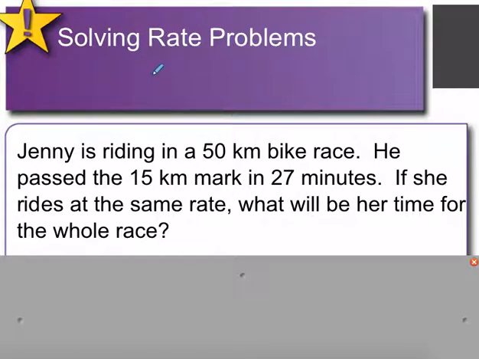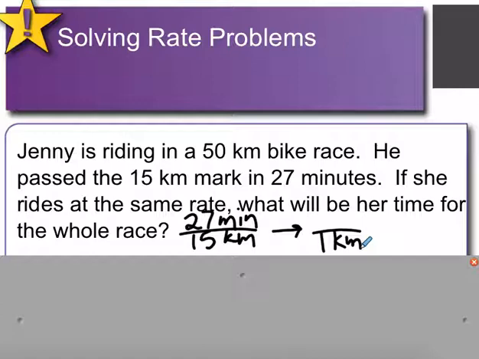Jenny is riding a 50-kilometer bike race. If she passes the 15-kilometer mark in 27 minutes, and she rides at the same rate, what will be her time for the whole race? So there's a couple ways to go about this. In this case, we're going from 15 kilometers to 50 kilometers, so maybe it will be helpful to figure out how many minutes it takes for 1 kilometer. Well, right now we know 27 minutes for 15 kilometers. So maybe we figure out for 1 kilometer and then scale it up for 50 kilometers.